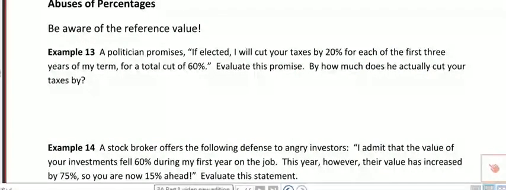Okay, example 13 states, a politician promises, if elected, I will cut your taxes by 20% for each of the first 3 years of my term, for a total of 60%. We want to evaluate this promise. Does he actually cut your taxes by 60%? This is an example of an abuse of a percentage. We have to be aware of the reference value. So if I cut your taxes by 20% for each of the first 3 years, I will end up cutting your total taxes by 60%. True or false? Think about it and then figure out how much your taxes actually get cut by.